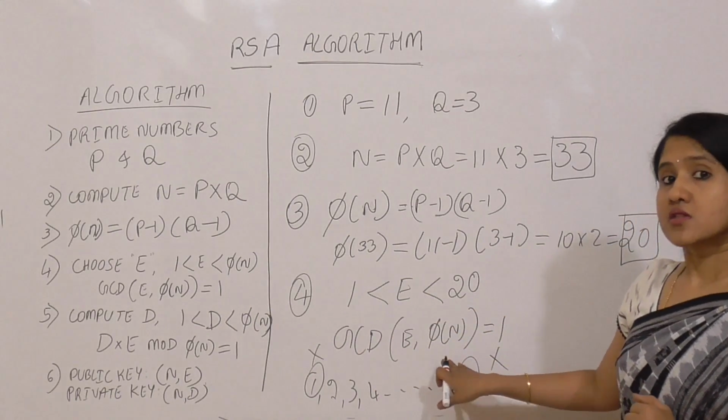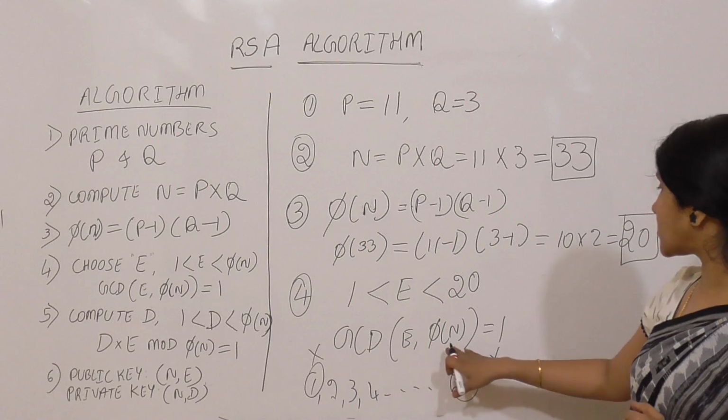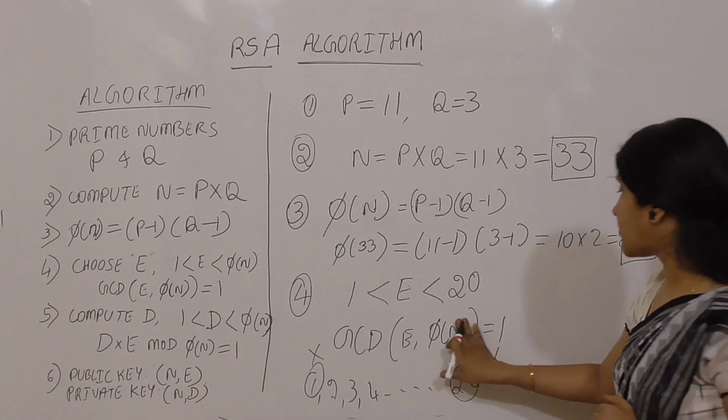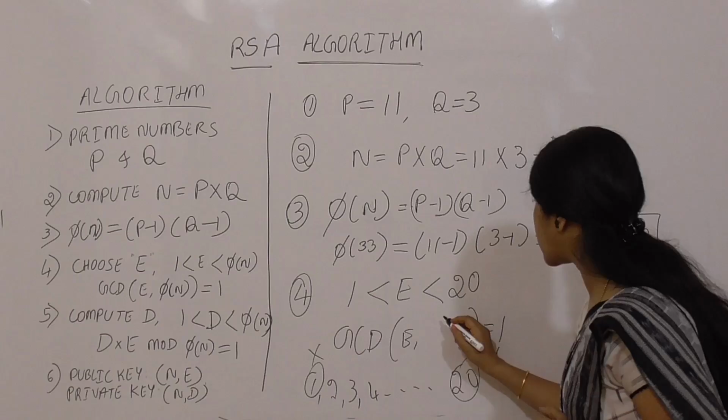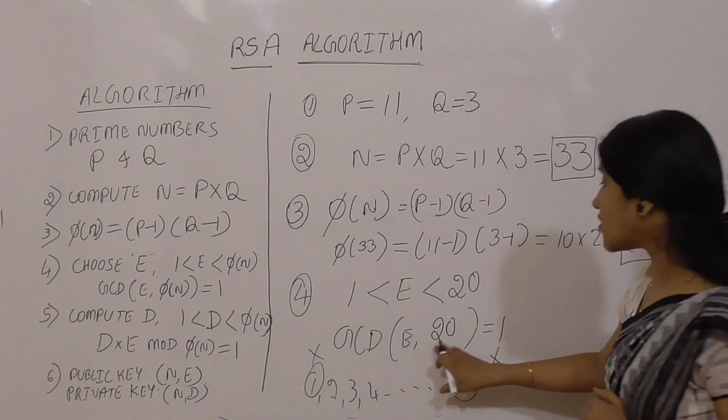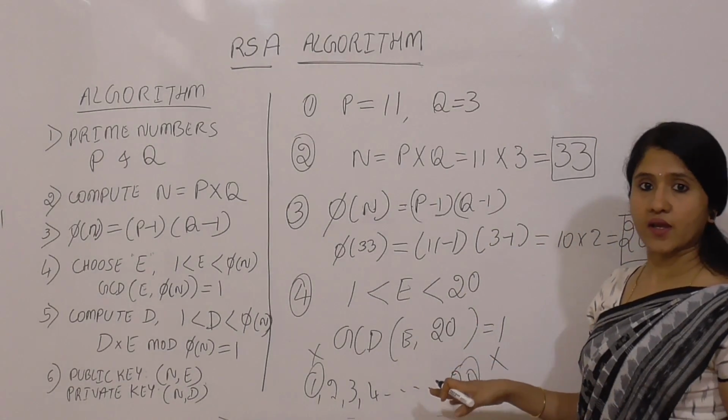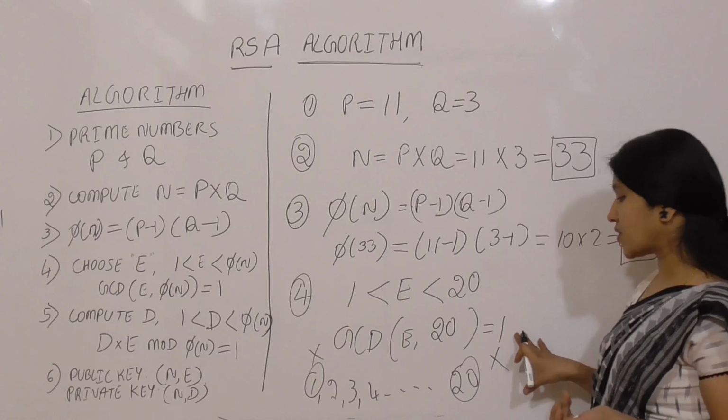But here GCD of E, 2, and phi of n, which is 20. Let me put 20 here. So GCD of 2 and 20 will become 2, right? I can divide both by 2. So it should be 1.